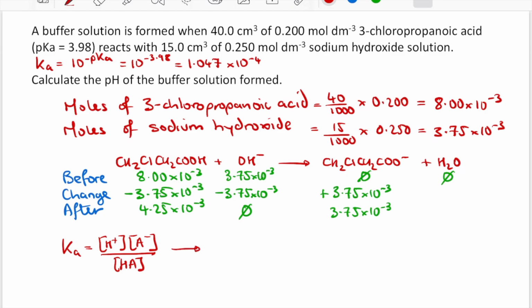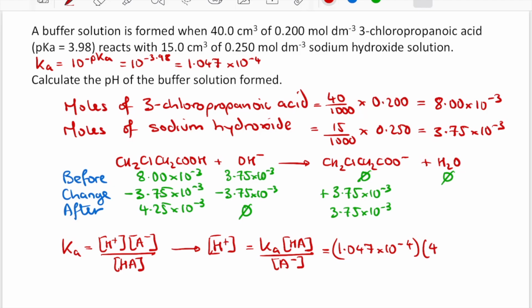So I want to rearrange that. I'm trying to work out the pH, so I want the concentration of hydrogen ions. That's my subject. I'm going to multiply both sides by the concentration of the weak acid, and divide both sides by the concentration of the salt. I'm going to insert the numbers. I worked out what Ka was earlier in the question, so that is 1.047 times 10 to the minus 4. I could work it out again and have the whole number.